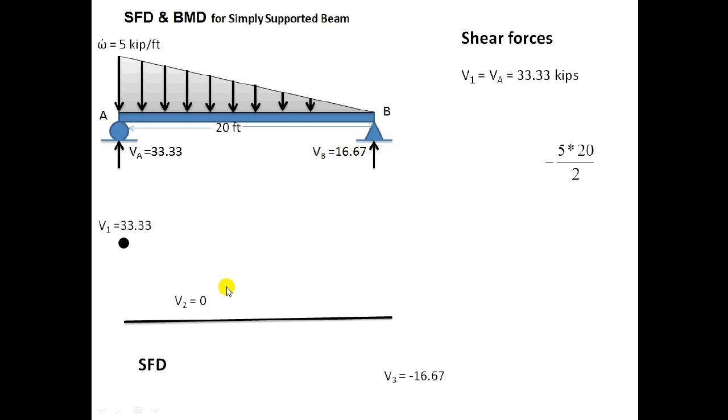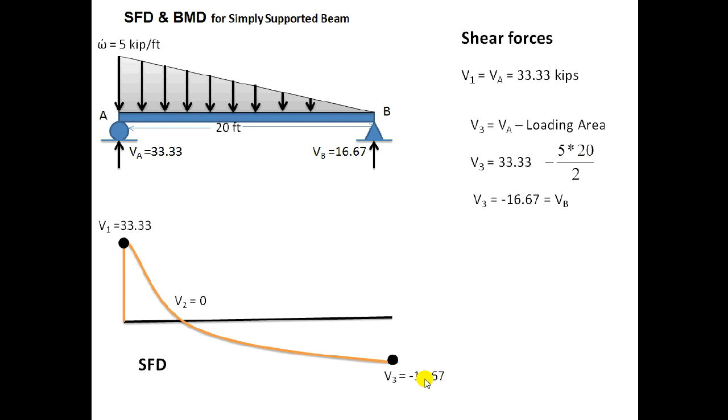This is my V1 force, shearing force at point A is equal to reaction as I explained earlier. This is a roller, and this is V3, which is equal to shearing force at point A minus loading area. Shearing force at point A is 33 minus loading area. Because load is acting downward, that is why we have taken it minus. And we will find out V3 is equal to minus 16.67. And this is my SFD diagram for UVL.